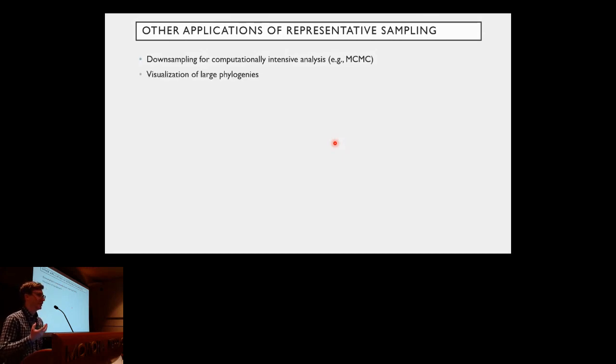Okay, and so other applications of representative sampling on a phylogeny could be just downsampling. If you have a large genetic data set or a large phylogeny, you might want to downsample it to perform some computationally intensive Bayesian analysis, or just visualize the phylogeny while preserving as much diversity as possible. And then also, kind of hinted towards that, for vaccine strain selection, we might want to select some of the strains to put into a vaccine. And on the other end of this is biodiversity conservation.